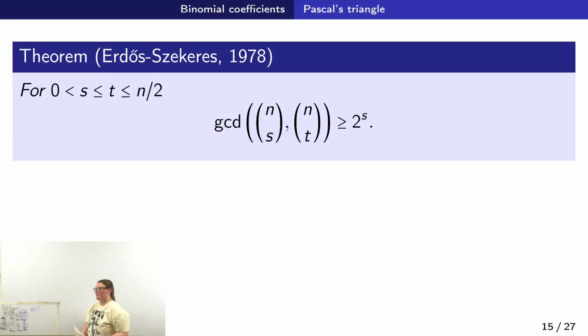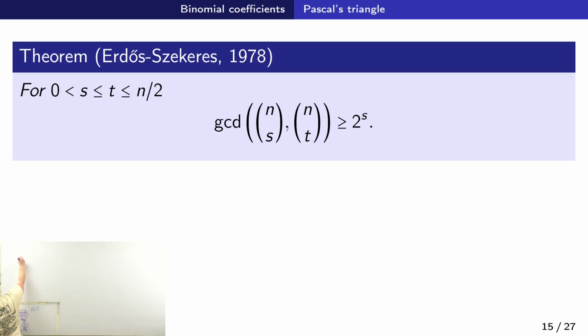So then we have this. For 0 less than s less than t less than or equal to n divided by 2, the greatest common divisor of n choose s and n choose t is greater than or equal to 2 to the power of s. Pretty cool. I feel like I may have spoiled this by doing the last one, but that's okay.